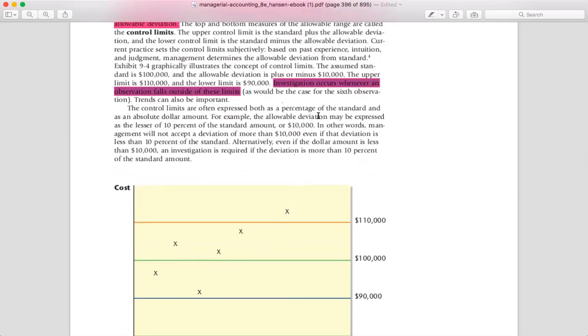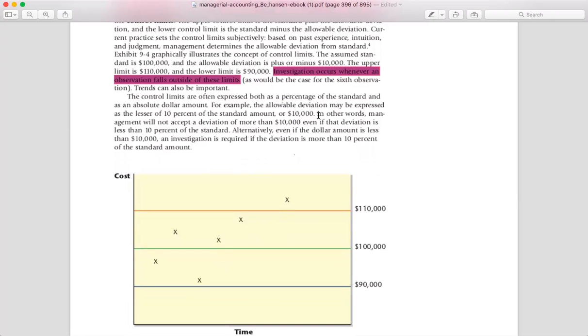Okay. And the control limit is sometimes expressed as a percentage of standard and also in dollars. For example, the allowable deviation may be expressed as the lesser of 10% of the standard amount or 10,000. So management will not accept a deviation of more than 10,000, even if the deviation is less than 10% of the standard.